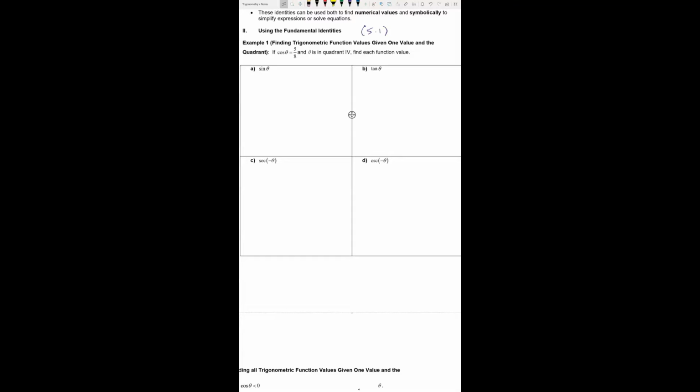Now we are going to use a different method using the identities. If we know cosine of theta and need sine of theta, we can use the Pythagorean identity sine squared theta plus cosine squared theta equals 1. Now we need to plug in cosine theta is 5/8. Now we are able to solve for sine of theta.